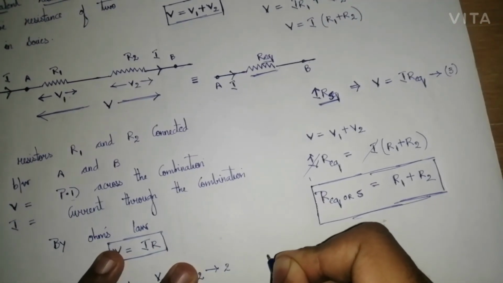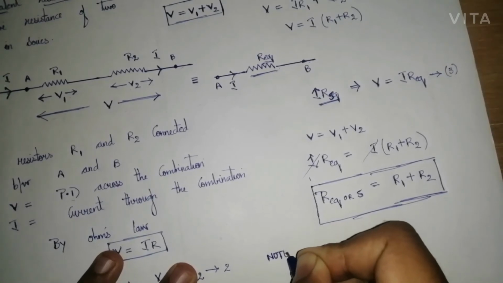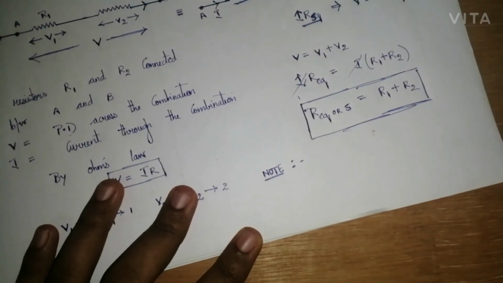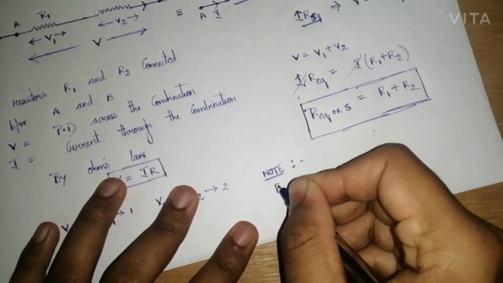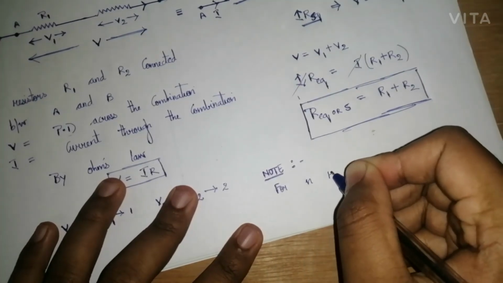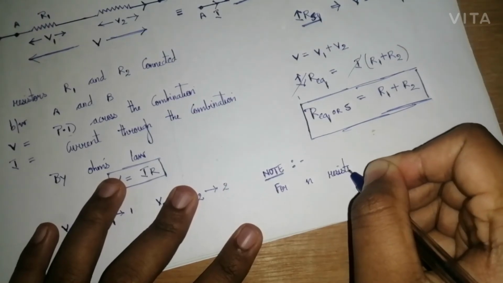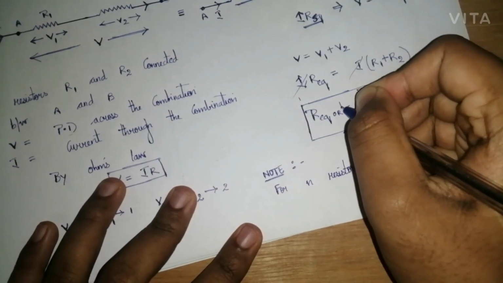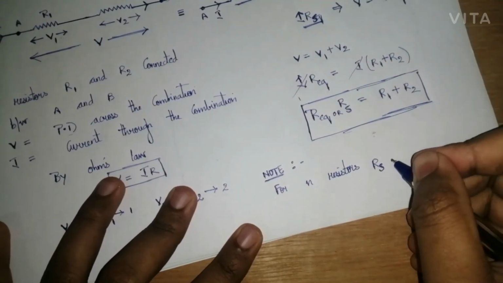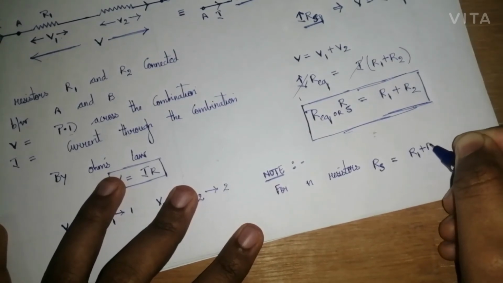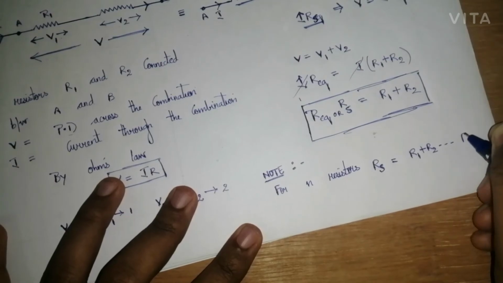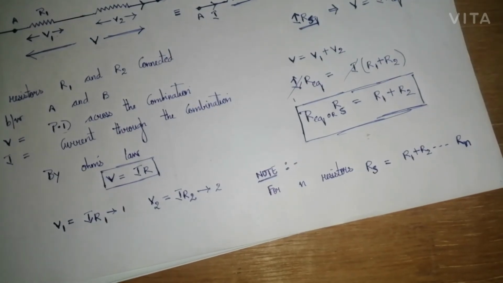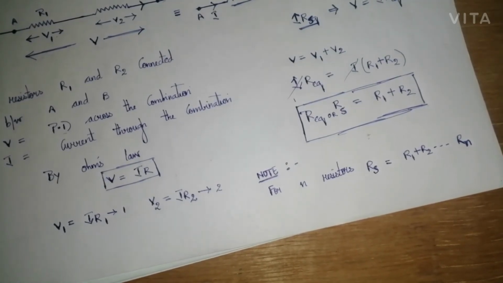I'll just write down a note here. For n resistors, Rs is equal to R1 plus R2 up to Rn. That's your n number of resistors. Rs is equal to R1 plus R2 until Rn.